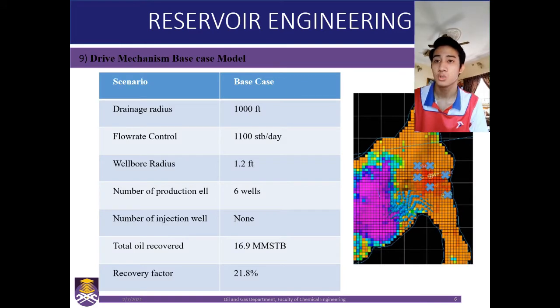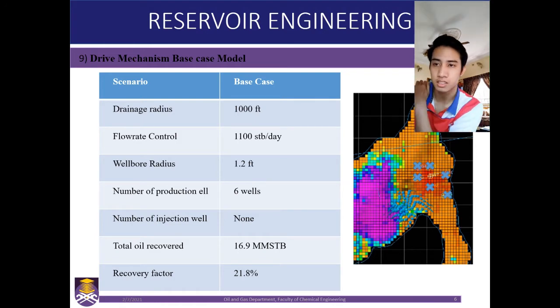And now I will show you the data from our simulation. This is for the base case model. The base case is the production of oil with only the natural drive mechanism. There are 6 production wells with 15.185 mmSTB of production and 19% recovery.